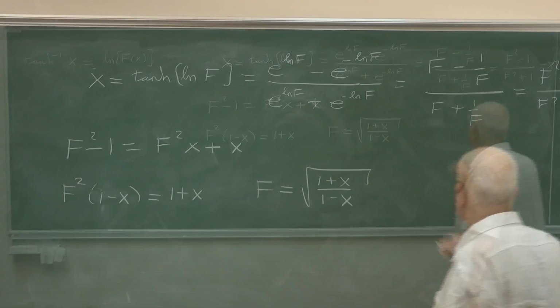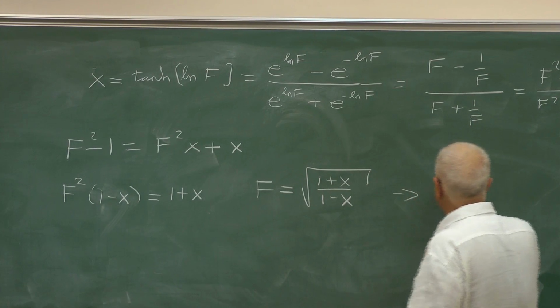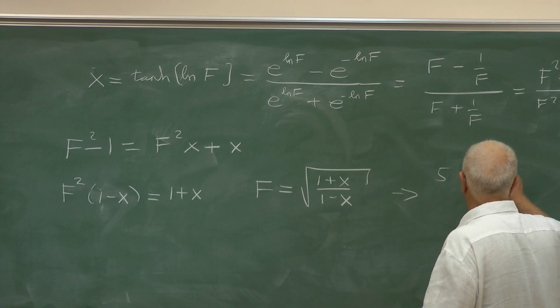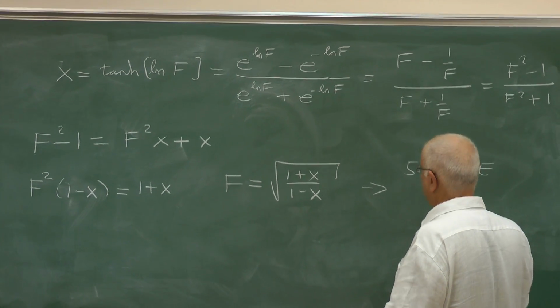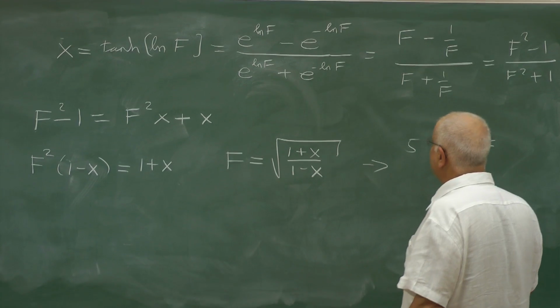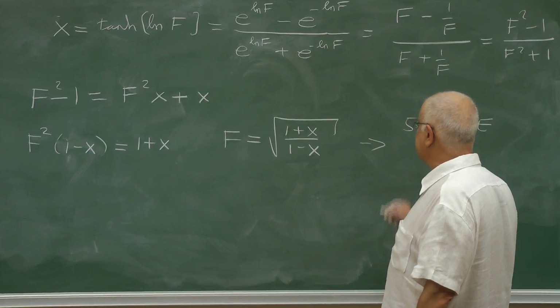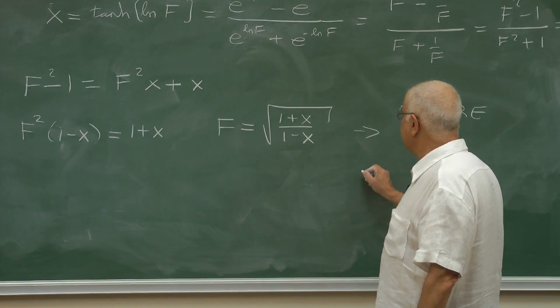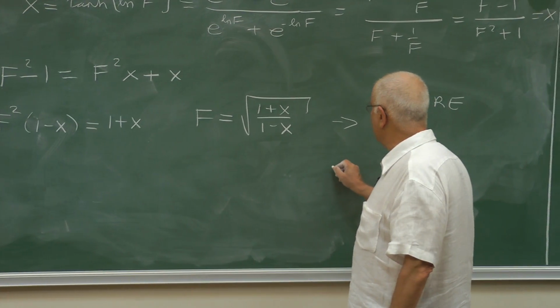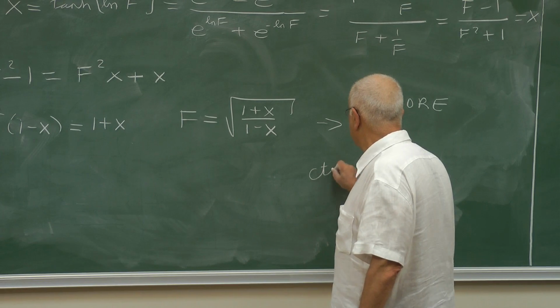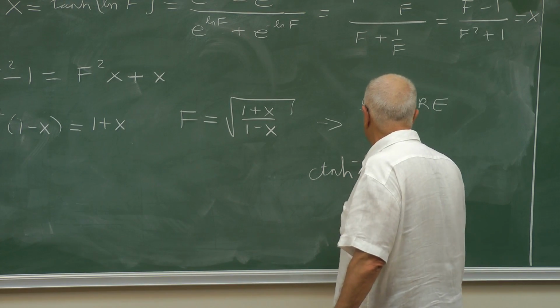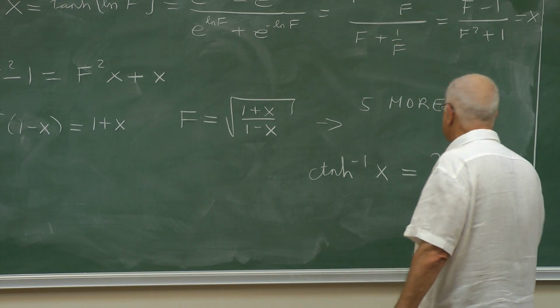So there are 5 more. And the biggest surprise comes when you study the logarithmic version of inverse hyperbolic cotangent x.